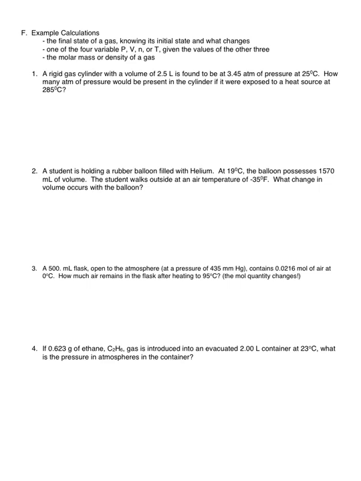I'm going to do an example for you right now. A rigid gas cylinder with a volume of 2.5 liters is found to be at 3.45 atmospheres of pressure at 25 degrees Celsius. How many atmospheres of pressure would be present in the cylinder if it were exposed to a heat source at 285 degrees? Okay?